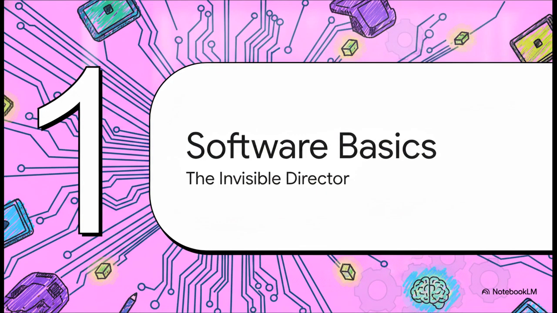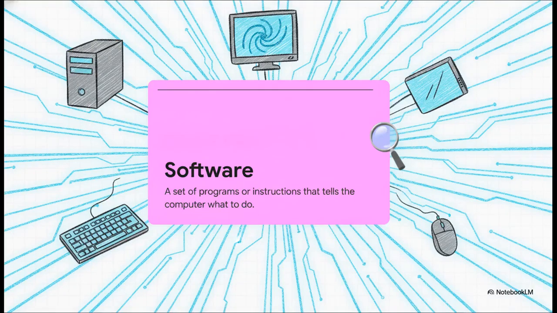All right, let's kick things off with Section 1, the invisible director, software. At its core, software is really just a set of programs or instructions that tells the computer exactly what to do. You can't see it, you can't touch it, but it's entirely responsible for controlling the operation of your computer's hardware. Literally every single action your machine takes is directed by these instructions, which are, of course, meticulously developed by programmers. Without software, the hardware has absolutely no idea how to operate. It is the fundamental prerequisite for any computer to do anything at all.